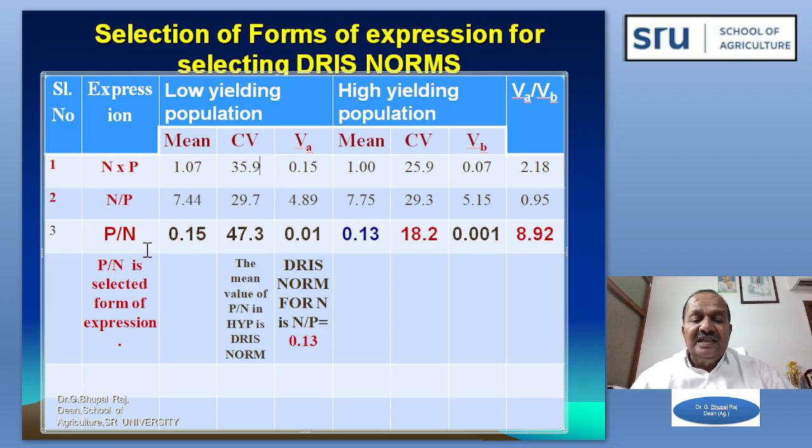Then what is the mean value of P by N in the high yielding population? The mean value of the selected expression, P by N, in the high yielding population is 0.13. So 0.13 is called the DRIS norm. That is the DRIS norm which we will take into consideration for calculating the DRIS indices.